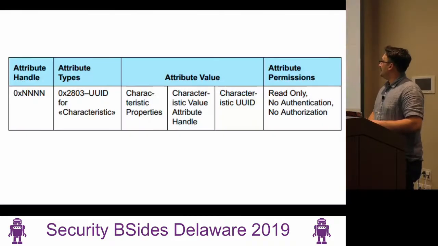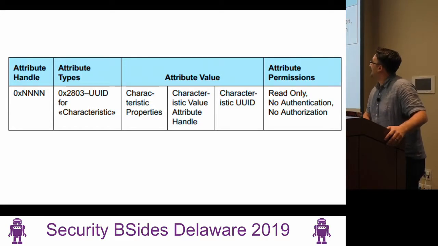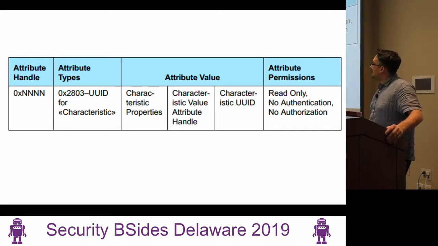Inside that packet, this is what it would look like. We would have the attribute handle. Where are we writing to? What type of attribute? What's its value? And then what's its permission?